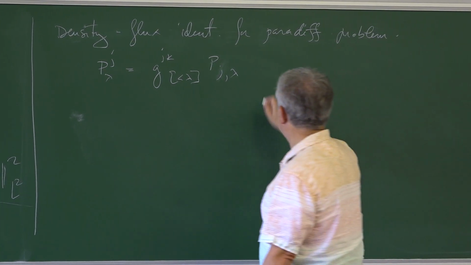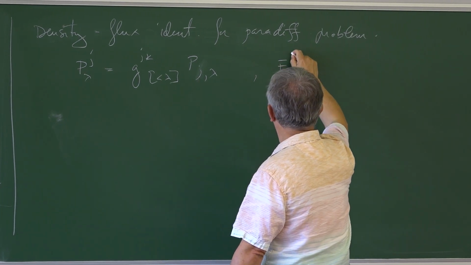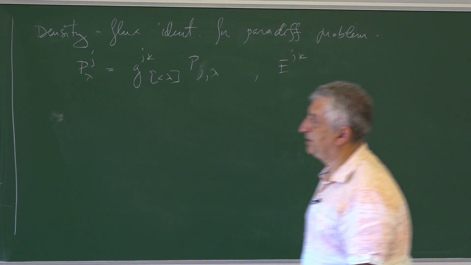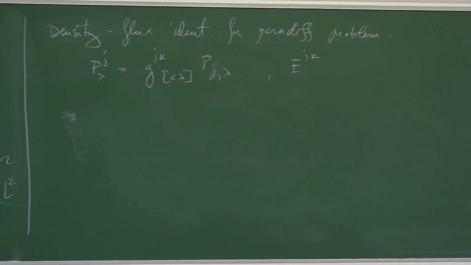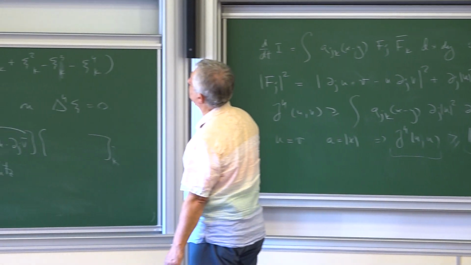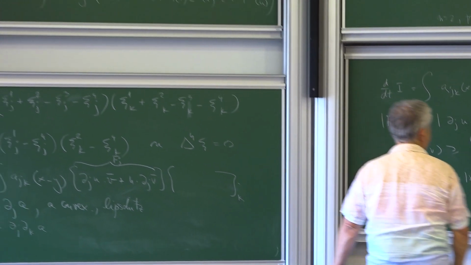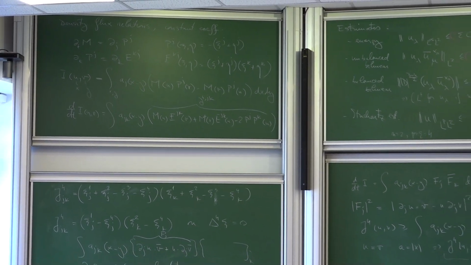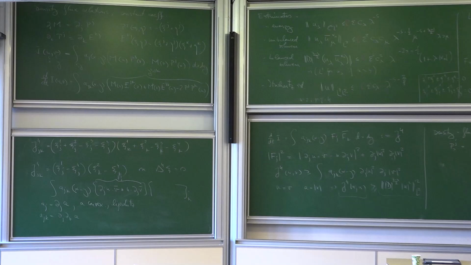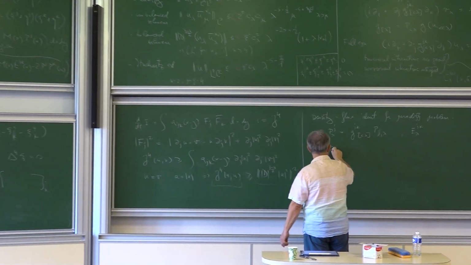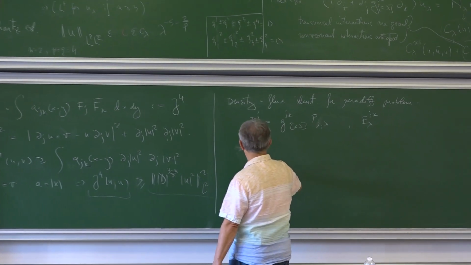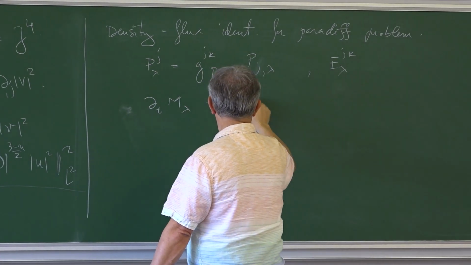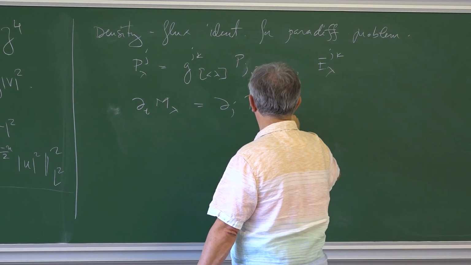The same thing we do for E_jk. We use the same formula for lower indices as in the constant coefficient case, but then we raise the indices with respect to the metric associated to the frequency lambda. We write the density flux relations. So we still have dt of the mass at frequency lambda is d_j J^j lambda.